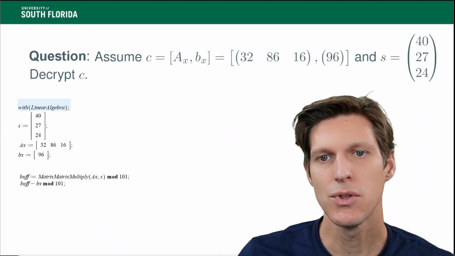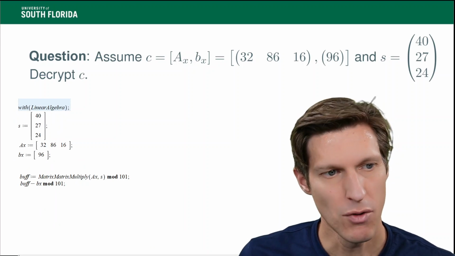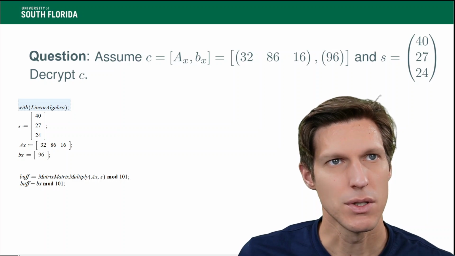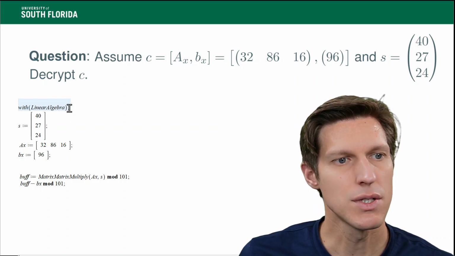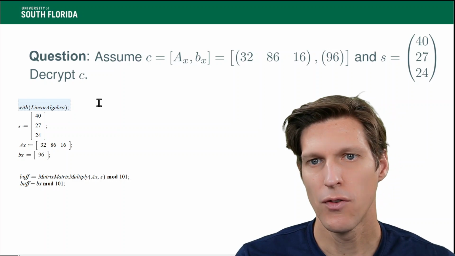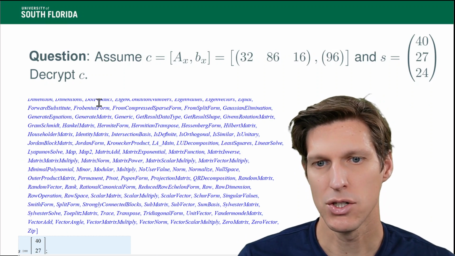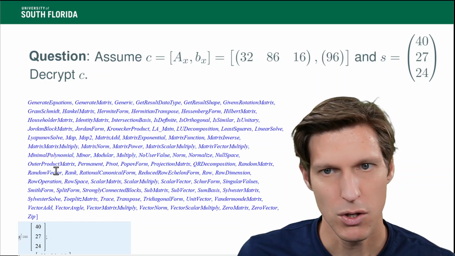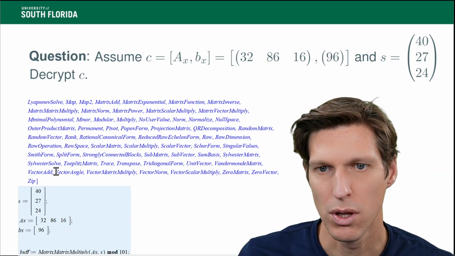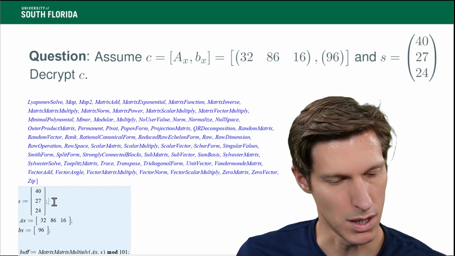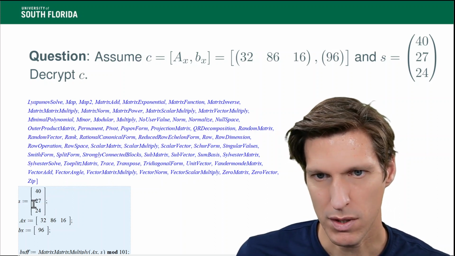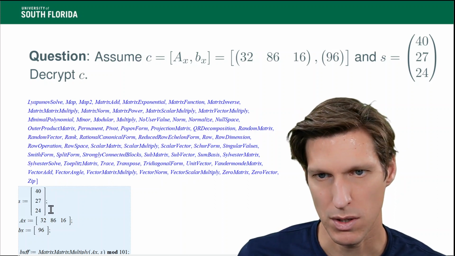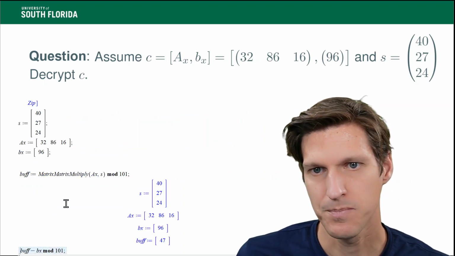So let's just do this with Maple. So here I've already typed everything that is needed, because otherwise it's going to be really painful for you guys to see me type. So you need to first load the linear algebra package. That was not really interesting, so we're doing it very quickly. The linear algebra package will load everything you need from matrices. Then you have here your S and your AX and your BX as given in the questions.